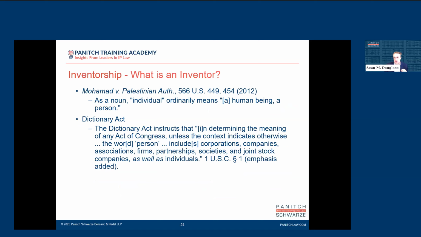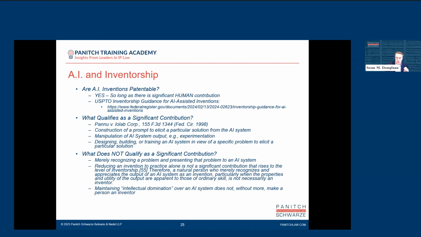And then we get into 2012, Mohamad versus Palestinian Authority. This is where the Supreme Court ruled that yes, an individual ordinarily means a human being. That was the ruling that said an inventor is a human and must be a human. They cite the reasoning the court gave for that. One of the main ones was the Dictionary Act, which says that the word person includes corporations, companies, associations, firms, partnerships, societies, and joint stock companies, as well as individuals. So again, under the law, a human inventor must be a human.